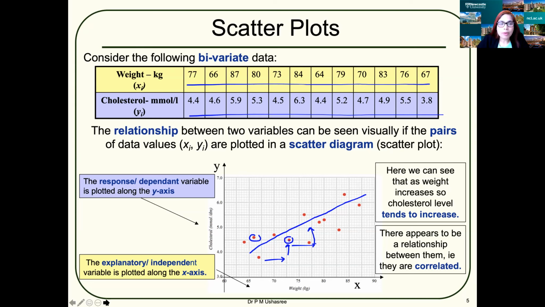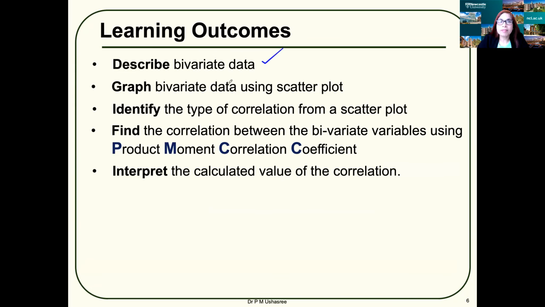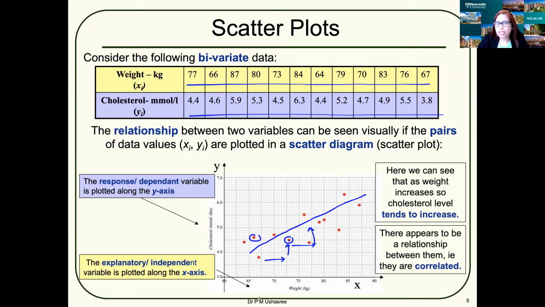Now we have seen what is bivariate data. We have seen how to plot a scatter plot. Now let's see the different types of correlation, because we have seen there is a correlation between the weight and the cholesterol level of the adults under study.